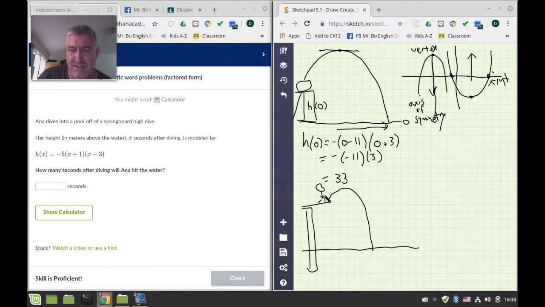So it can ask us lots of things. The last one asked us how high at 0 time. So this is at 0 time. Or it could be how high does she get? Or in this one they ask how many seconds after diving will Anna hit the water. So they want to know about this point here. She hits the water at what time? How far along? And this is the x-intercept. So we're going to find one of the x-intercepts.